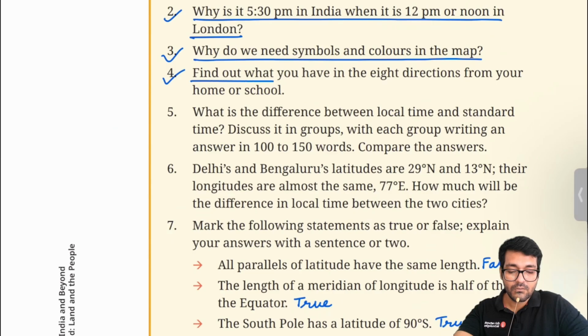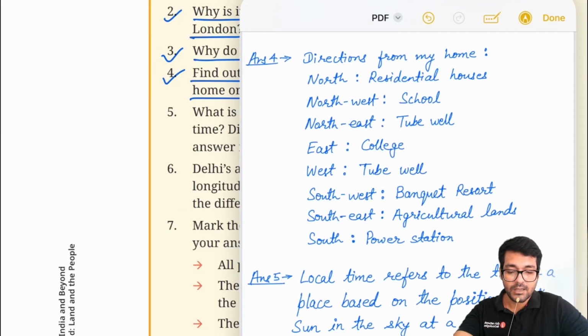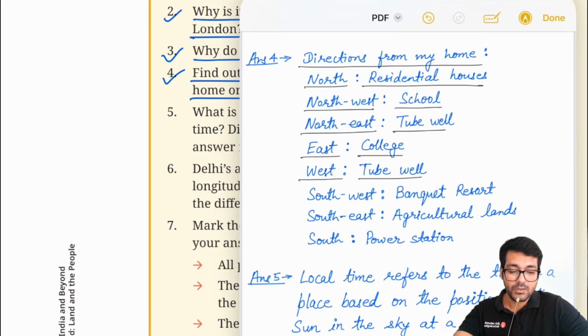4. Find out what you have in the 8 directions from your home or school. You can try doing that. For your help, the answer can be written like this. Directions from my home: north, residential houses; northwest, school; northeast, tube well; east, college; west, tube well; southwest, banquet resort; southeast, agricultural land; south, power station.